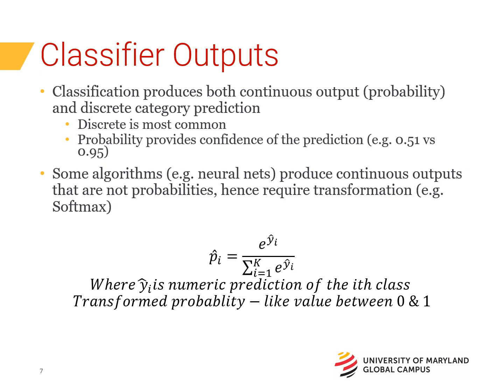The probability values offer valuable insights into the model's decision-making process and can be particularly useful in scenarios where the cost of misclassification varies across different classes. It's important to note that not all classification algorithms produce probabilities as their continuous output. Some algorithms, such as neural networks, generate continuous outputs that require further interpretation. In these cases, a transformation step is necessary to convert the raw outputs into meaningful probabilities.